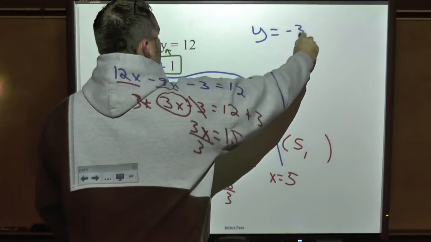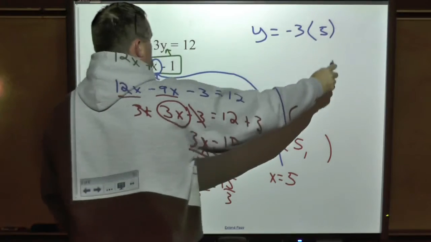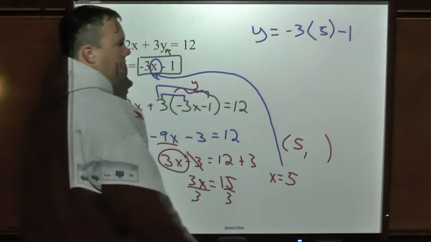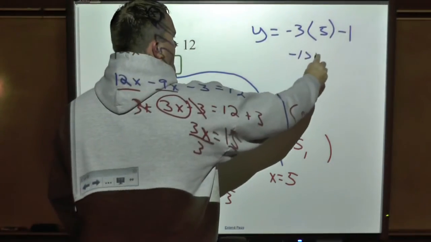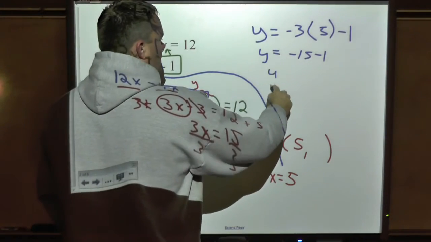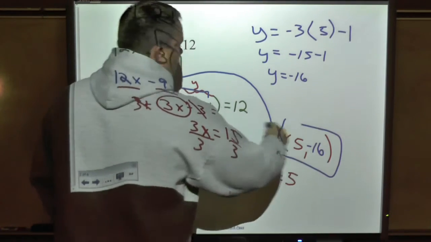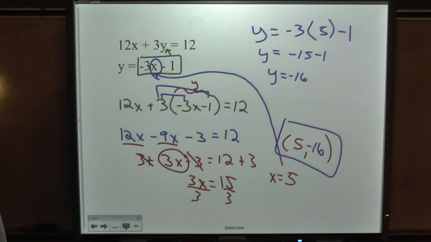y is equal to negative 3 times x, which is 5, minus 1. Well, negative 3 times 5 is negative 15. Negative 15 minus 1 is negative 16. So, if you were to graph these two lines, they would intersect at the point (5, negative 16).